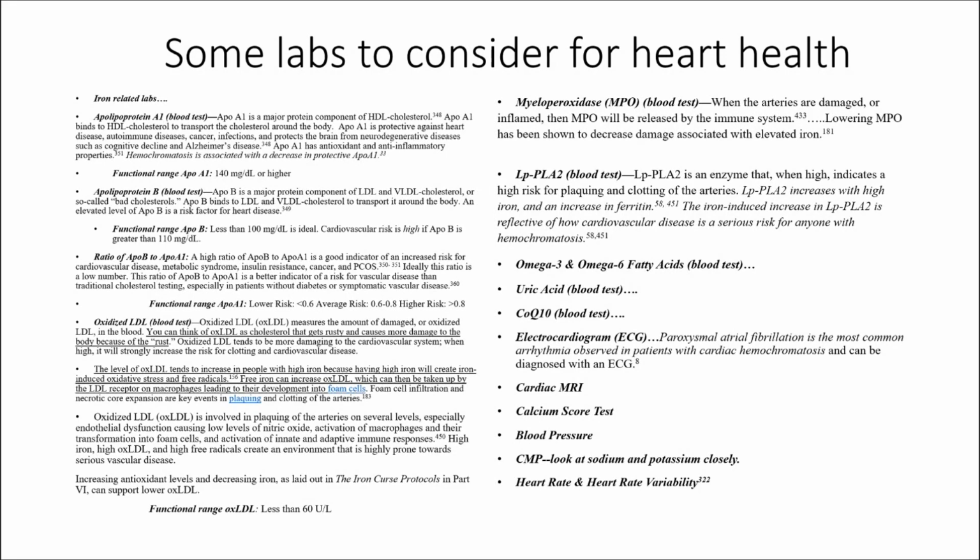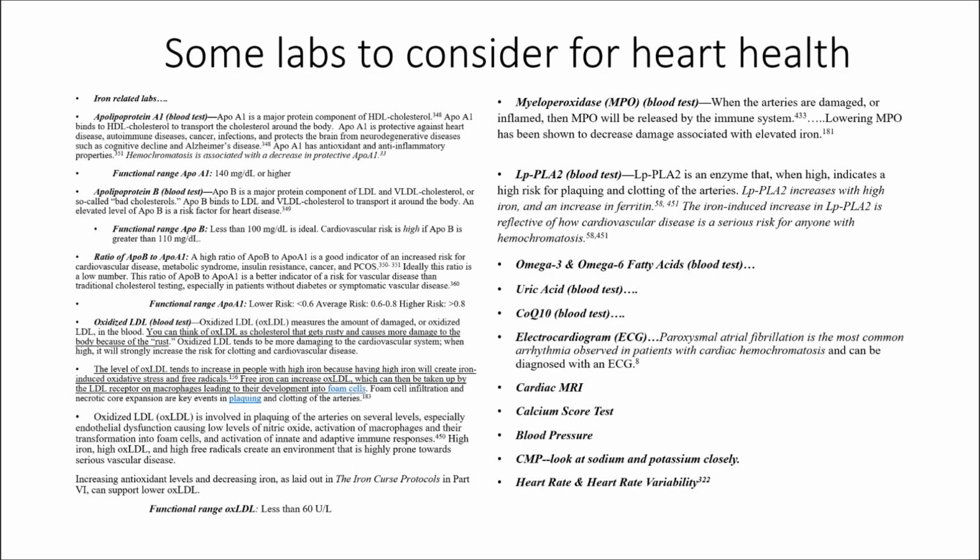So you also want to look at the ratio of ApoB and ApoA1. So basically, if you have a high ratio of ApoB to ApoA1, that's a good indicator of an increased risk for cardiovascular disease, metabolic syndrome, insulin resistance, cancer, and PCOS. We don't like that. Ideally, the ratio is a low number. The ratio of ApoB to ApoA1 is a better indicator of the risk of vascular disease than regular cholesterol testing.